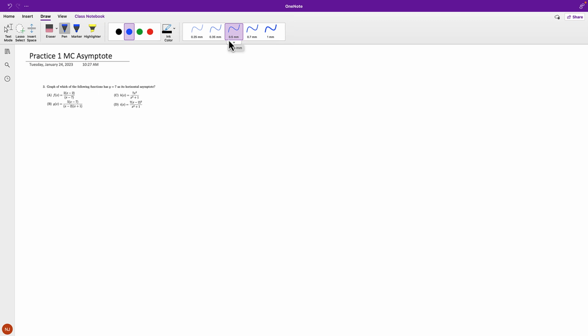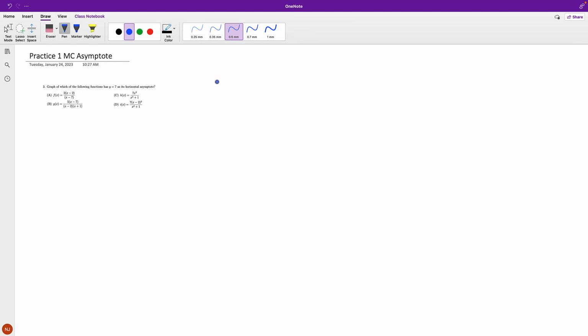Which of the following functions has y equal to 7 as its horizontal asymptote? So if you remember, for functions that have a polynomial in the numerator and a polynomial in the denominator, the rational functions, we had a rule.